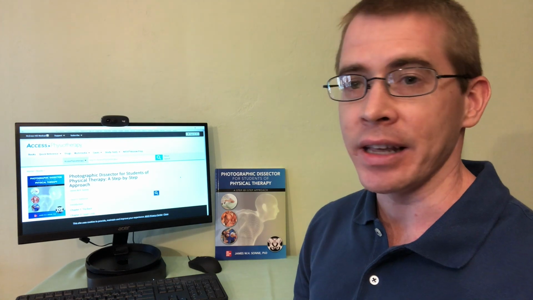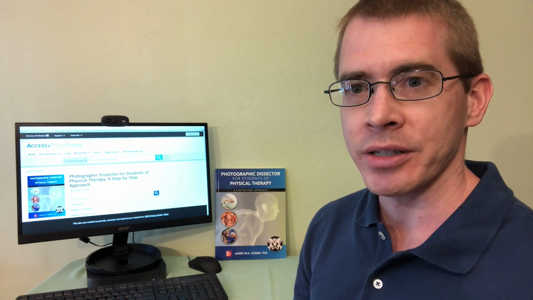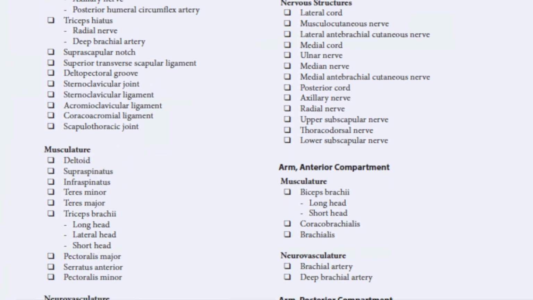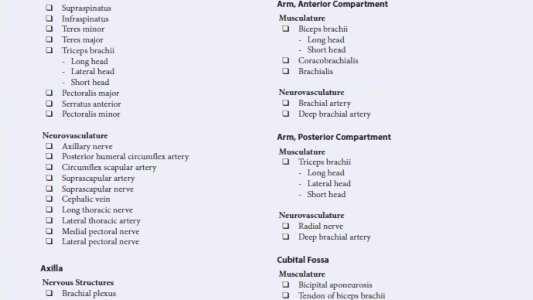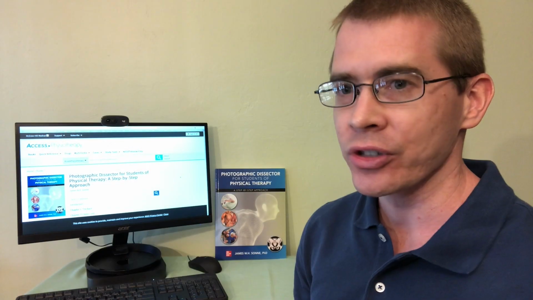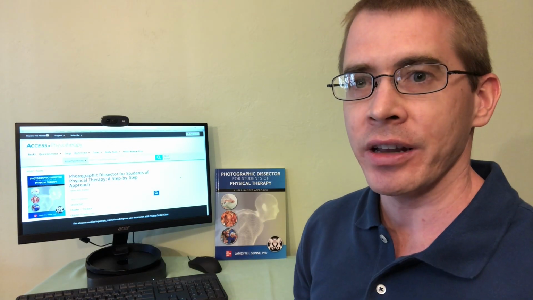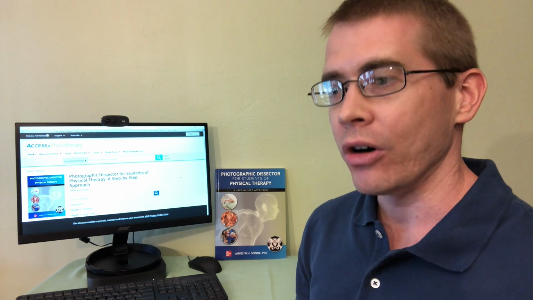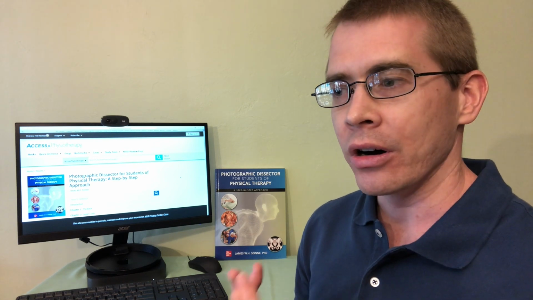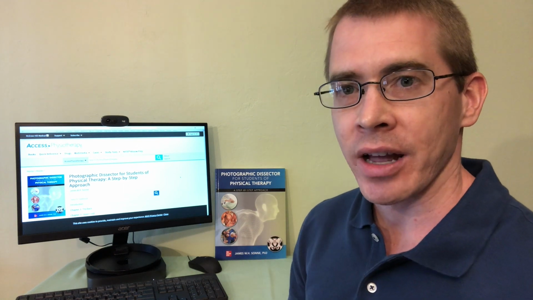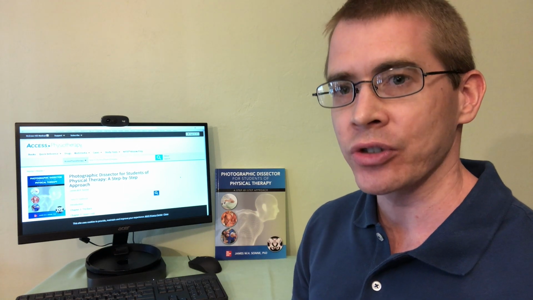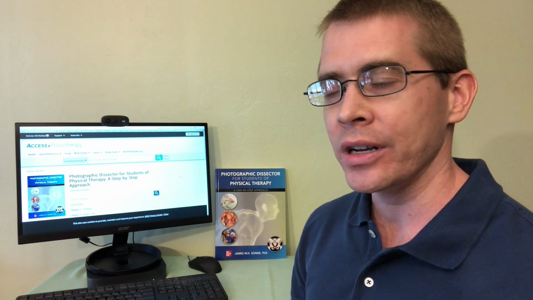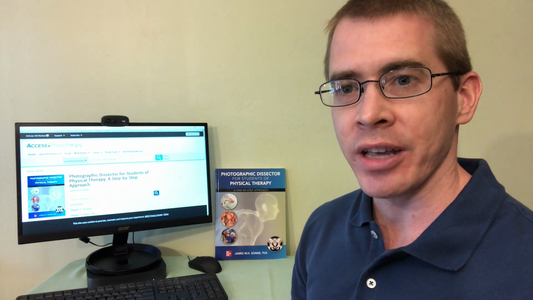In addition to this, at the end of every chapter in my textbook, you'll find a checklist of every important structure that's identified within the dissector, so the students have a clear understanding of what material is important in each section of the human body. Also, at the end of every chapter are licensing exam style test questions with the answers and explanations in the back of the book, so that the students can go later on and check their answers and understand why those answers are correct.